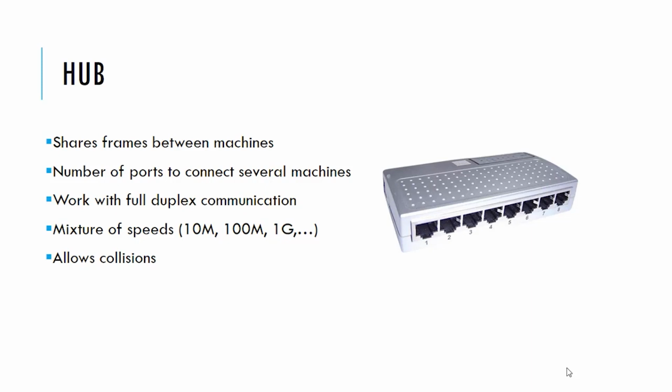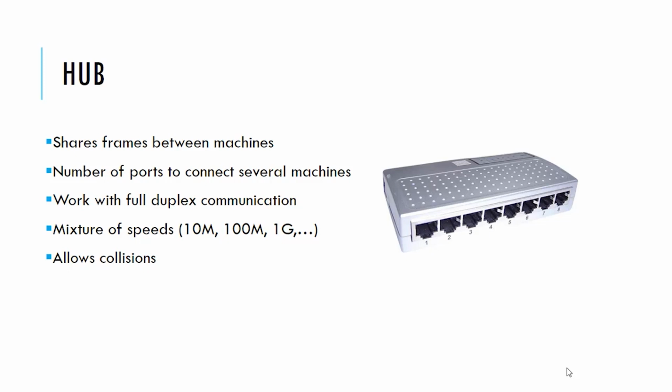The hub is composed of a number of ports to connect several machines. Each machine is connected to the hub through a port inside this hub. The hub works with full duplex communication. Each machine can send or receive at the same time and at any time on the hub. The hub can connect machines with a mixture of speeds, ranging from 10 mega, 100 mega, 1 giga, and even more. The hub allows for collisions.